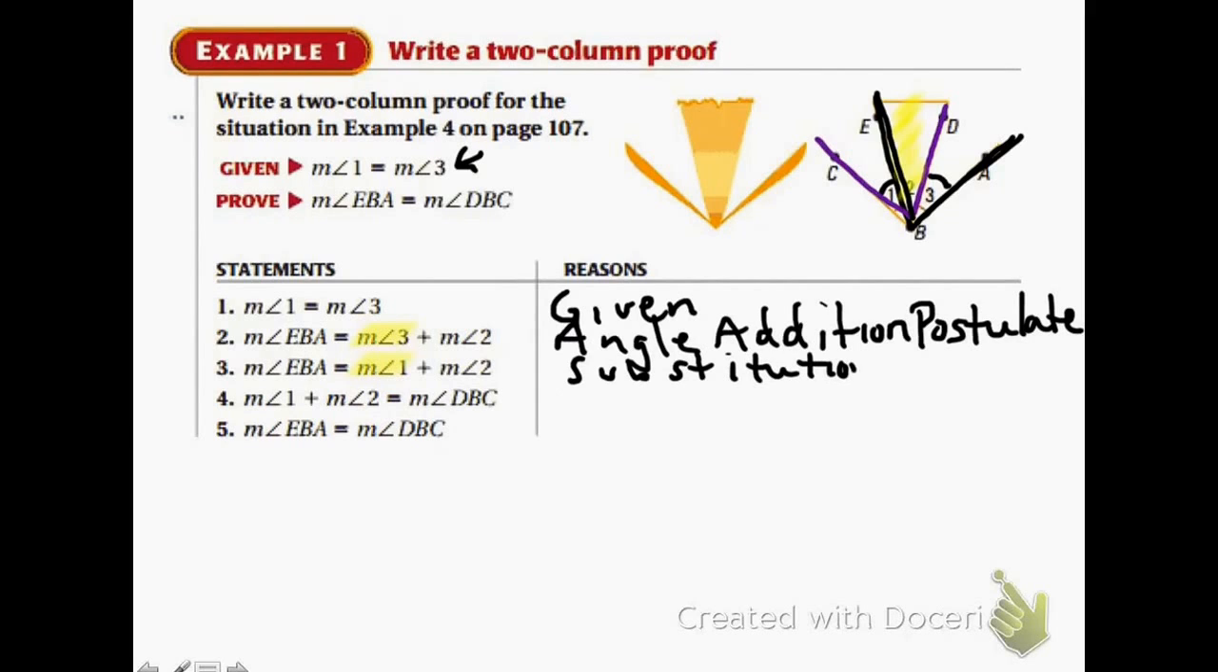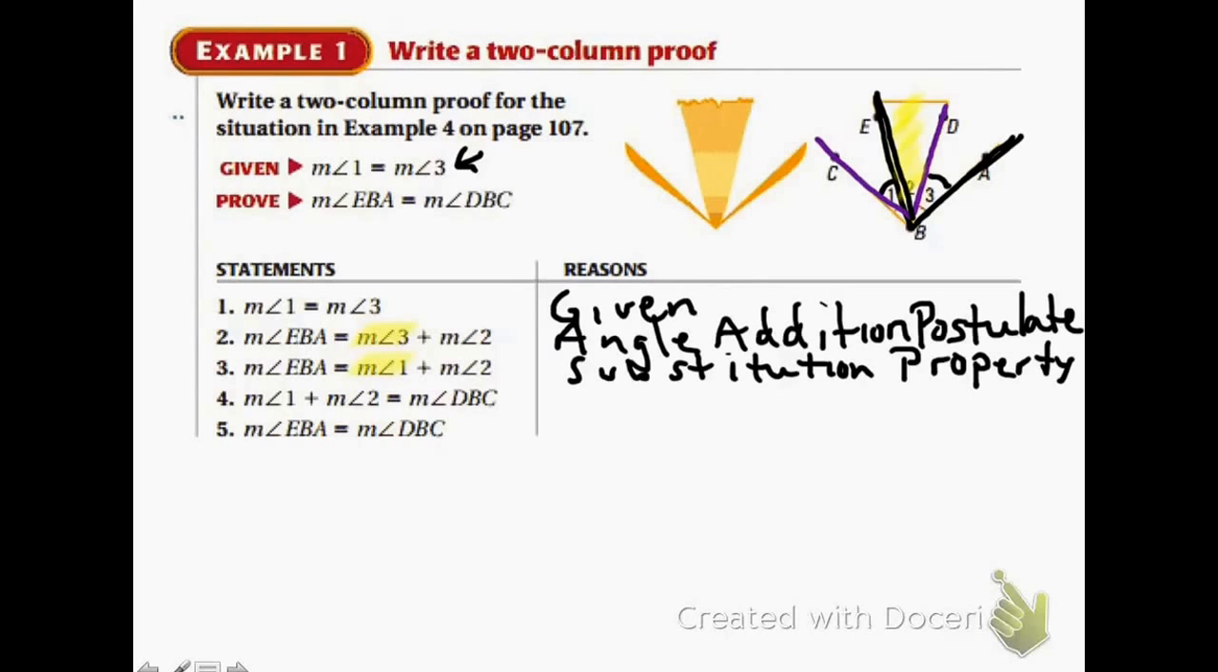So now we've got two statements, both equal to the measure of angle EBA. The first one was from the angle addition postulate, and the second one, since we knew the measure of angle 3 was equal to the measure of angle 1, we took out the measure of angle 3 and put in the measure of angle 1. Alright, let's go on to the next statement.